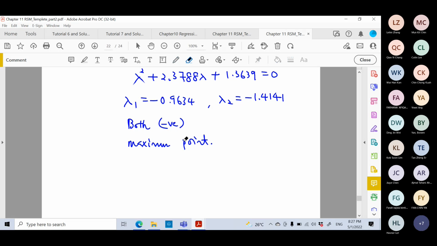The maximum point refers to the optimal solution here. So this is the maximum of the problem. Okay, so the stationary point you obtain should be the maximum.